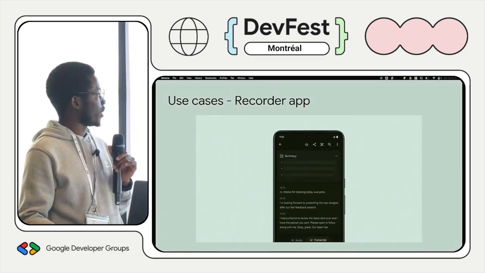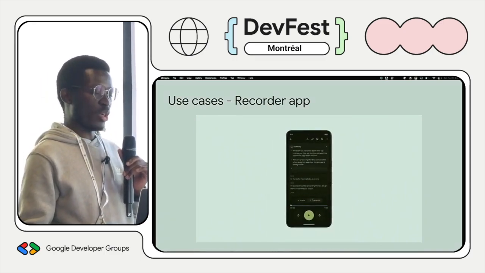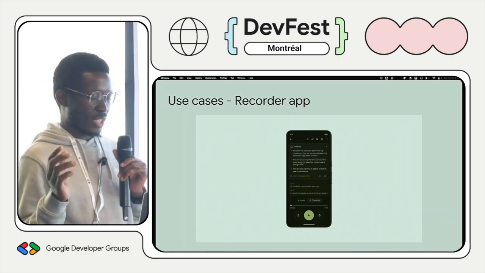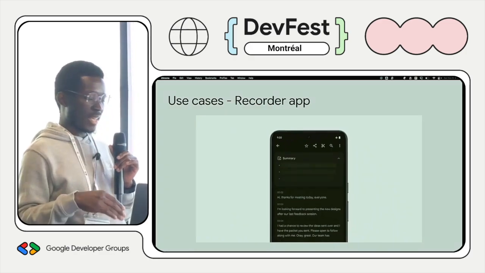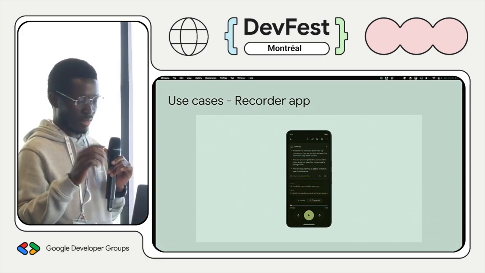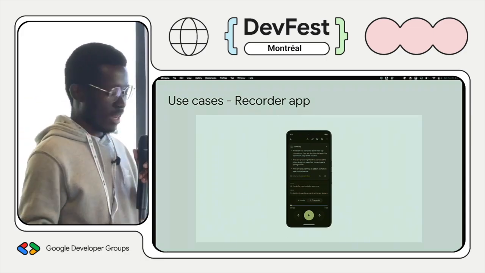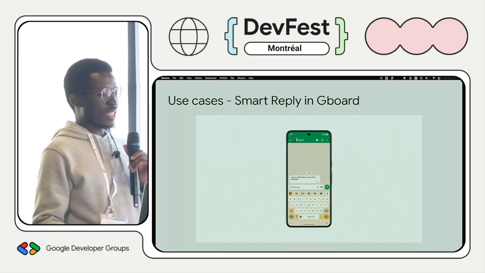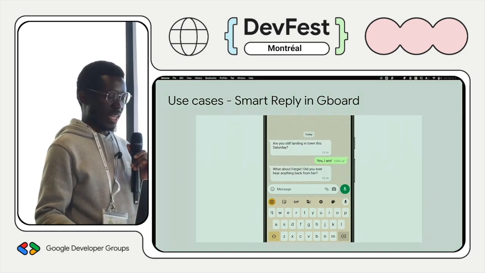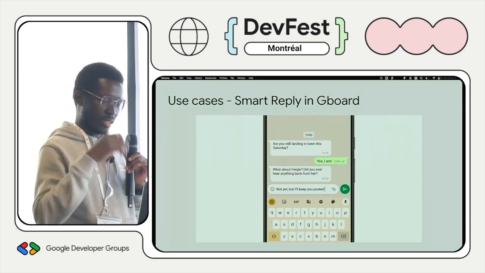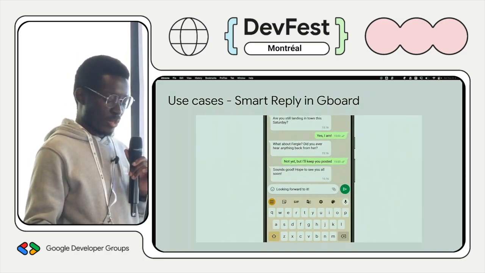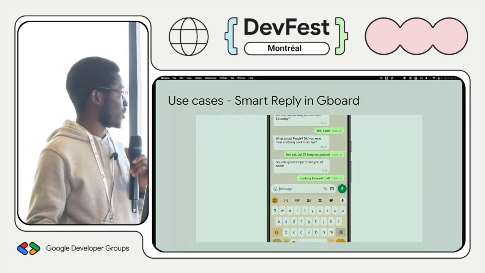This is something that we can see right now if you are using the Recorder app on the Pixel. You can record a bunch of stuff, and it can summarize the message and give you some bullet points of the important parts of the recording. And another use case is the smart reply in Gboard, like I explained earlier. So you can have access to this kind of feature. Everything is processed offline, and you don't need to send your request online in order to take advantage of it.